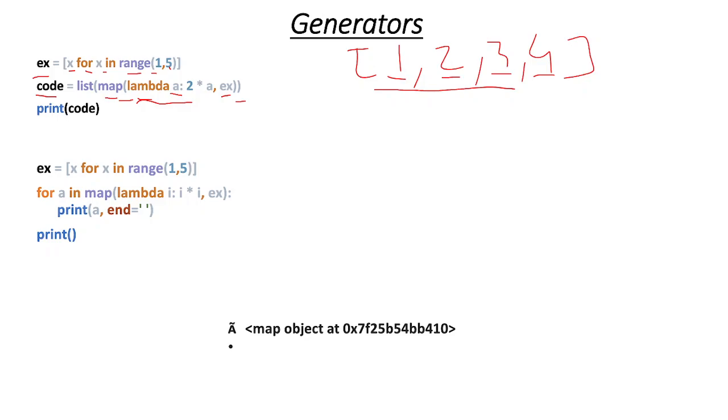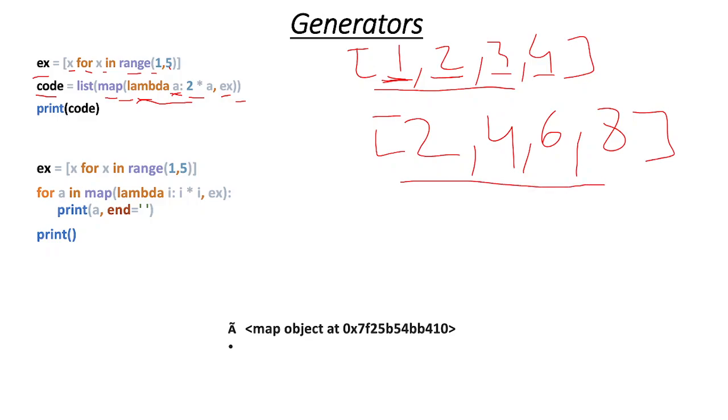So the first value given to the A parameter will be an integer of 1. So the integer of 1 will be multiplied by 2, and we will have 2. Then 2 will be multiplied by 2, and we will have 4. Then we will have 6, and then we will have 8. Now all those integer values, which are part of a list data type, will be placed inside our code variable.